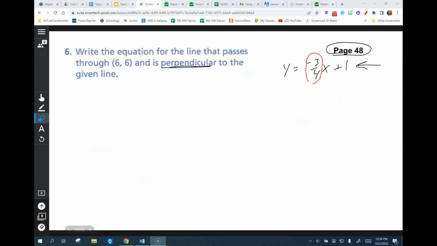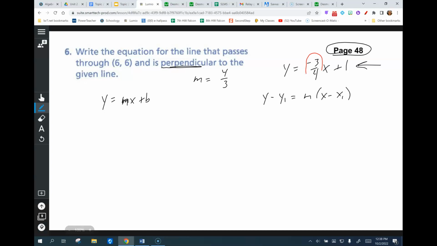So on page 48, you would have this equation, and it says, write the equation of a line that passes through 6, 6 and is perpendicular to the given line. So of course we're going to look at the slope and know that we have to write its reciprocal, and it needs to be positive. Okay? So that's what we're going to be using. We're going to be plugging it into either slope-intercept form, y equals mx plus b, or point slope, y minus y sub 1 is equal to slope times x minus x sub 1. And I'd like you to try it on your own.